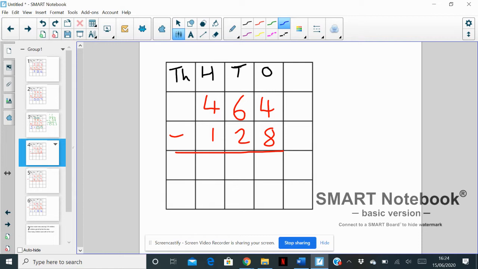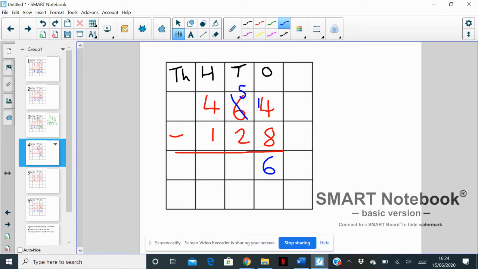So what I'm going to do is look into my next column, which is my tens column. I'm going to take one of those tens away. So I don't have 6 anymore, I have 5. And that 10 is going to be regrouped into my ones column as 10 ones. So I've now got 14 ones there. 14 subtract 8 is 6.